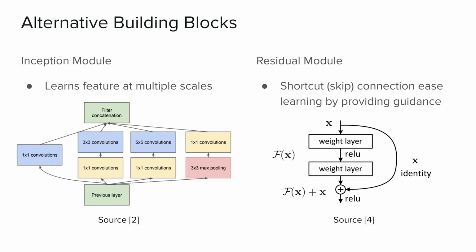What this does is that it takes a look at just 1 pixel, it takes a look at a 3x3 grid, a 5x5, and all of them at the same time. That would be one of these so-called inception modules.